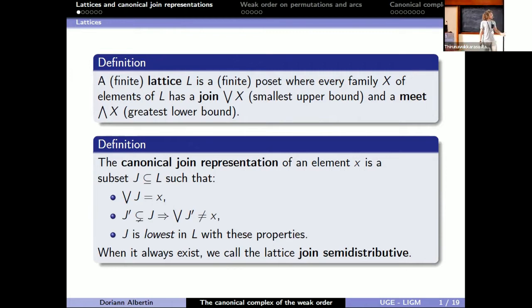Now, what I'm going to be interested in are canonical join representations in the lattice. So there are a way, given an element of the lattice, to see it as a join of a family of elements. And I want this family to be inclusion minimal. That means if I get something smaller, I want the join of the smaller family to be another element, something lower in the poset. And I want this family to be as well minimal in the poset, as low as possible. So these do not always exist, but when they do exist, we call the lattice join-semidistributive, and these are the lattices I'm going to be working with.